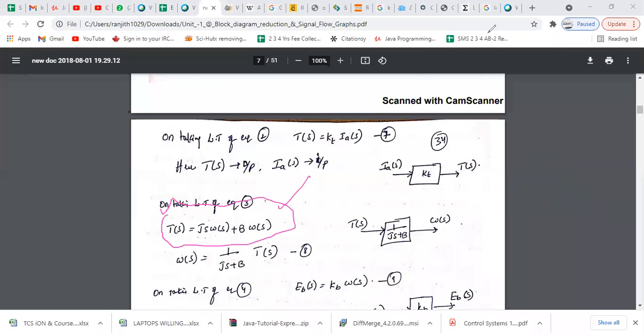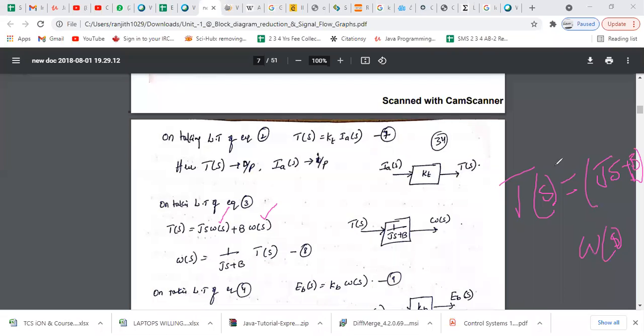Take the omega of s common from these two terms, which becomes T of s equal to Js plus b into omega of s. This is the input. This is the output. What is the transfer function now? 1 by Js plus b.